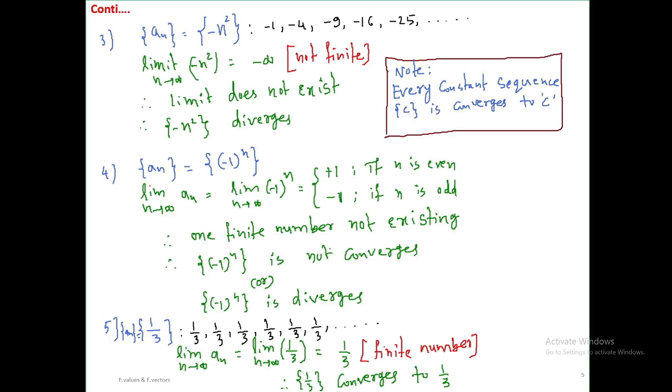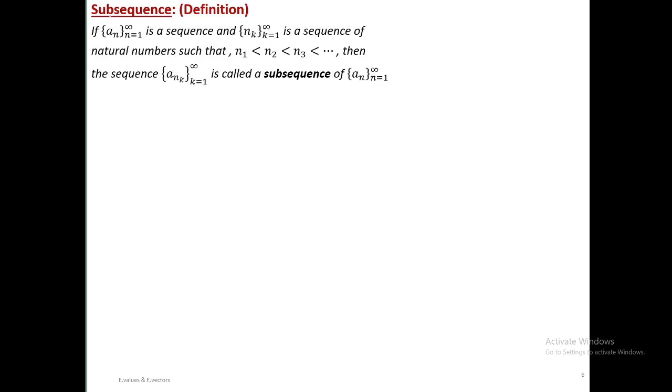Okay. Next one. Subsequence definition. Sequence and subsequence. The subsequence can be obtained from the sequence only. If you know the sequence, then only can the subsequence be obtained. It is like a child of the sequence. Subsequence is a child and sequence is a mother.